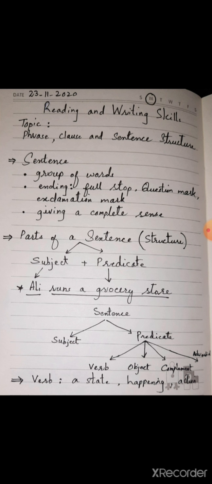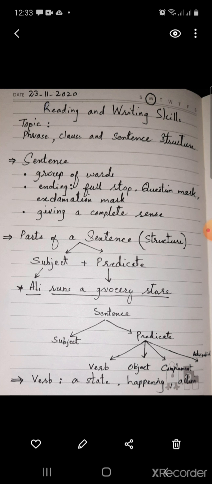When we move on towards the predicate, the predicate further consists of either one part or more than one part. A predicate must have a verb. Obviously, without a verb, there is no predicate. But there are some other optional elements attached with a verb, and those can be either an object, a complement, or an adverbial, or there can also be an object, a complement, as well as an adverbial.